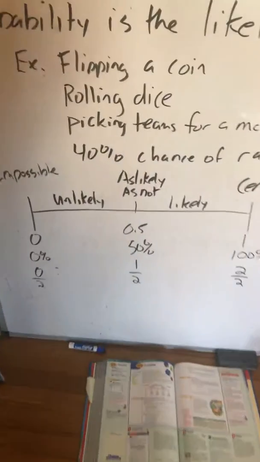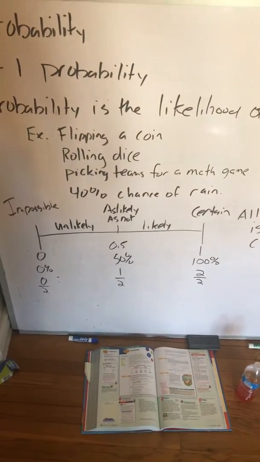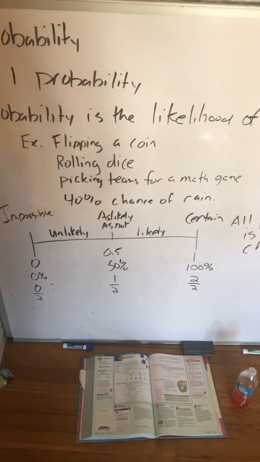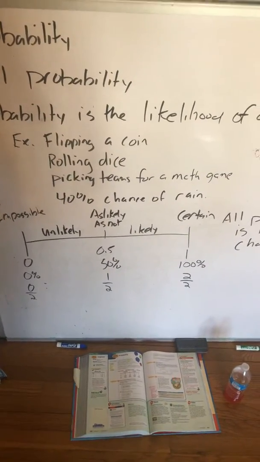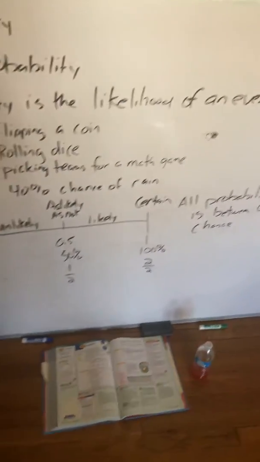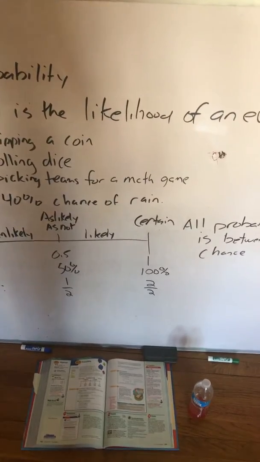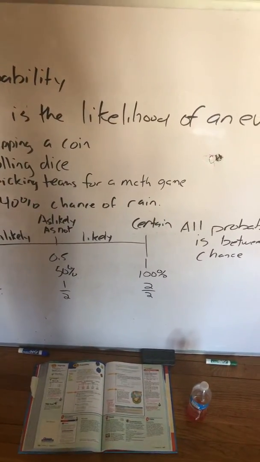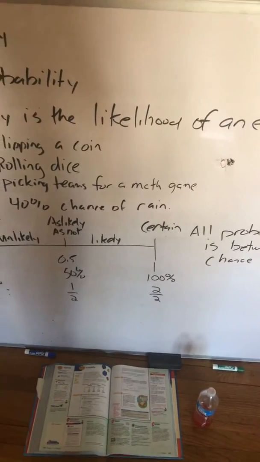That best example is a coin. I have a half chance of landing on tails. I have a 0.5 or 50% chance of landing on tails. Certain. Has to happen no matter what. 100%. 1 whole. 2 over 2. Any fraction. 8 over 8. 10 over 10 means it's certain.